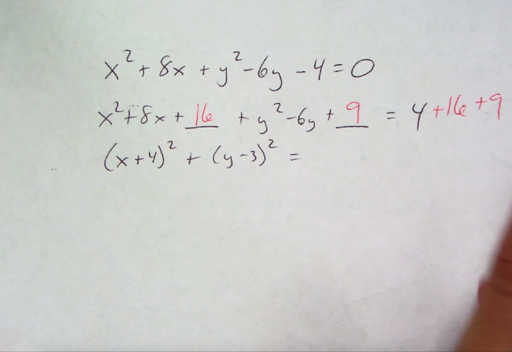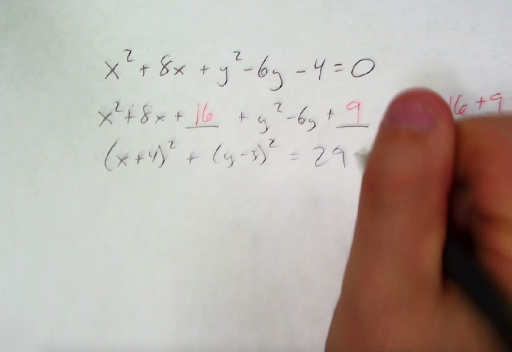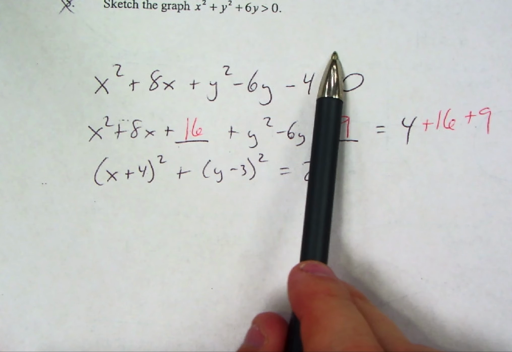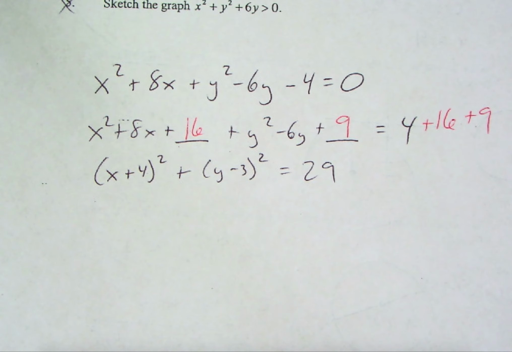And then equals 29. So we just took that equation and made it look like the circle formula, and we'd be able to get our info from there. All right, let me know if you have any questions. We'll talk about parabolas next time, and completing the square shows up again.